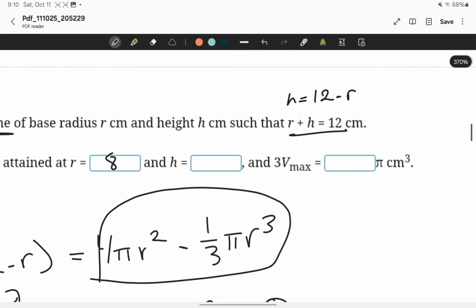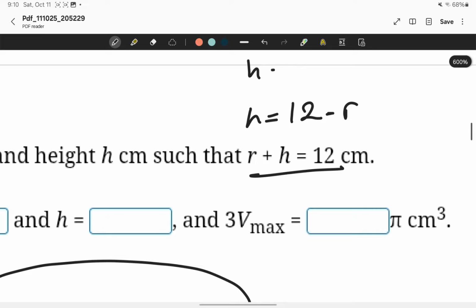And they want the height also. So come back. The height here is equal to 12, substitute our radius, minus 8 equals 4.